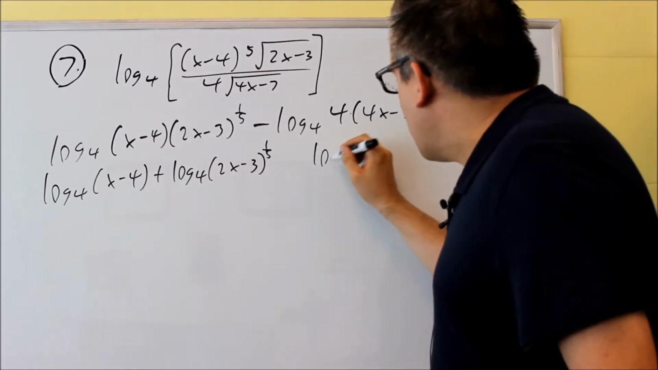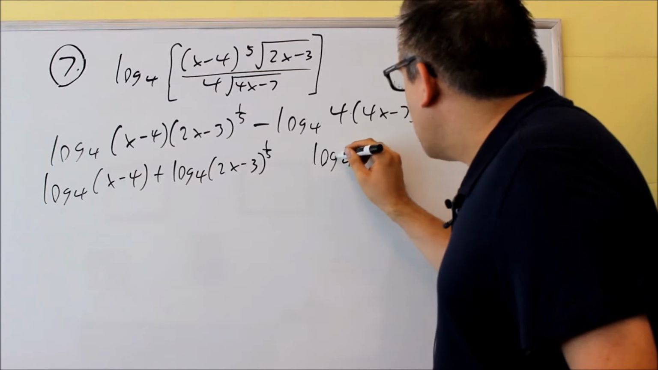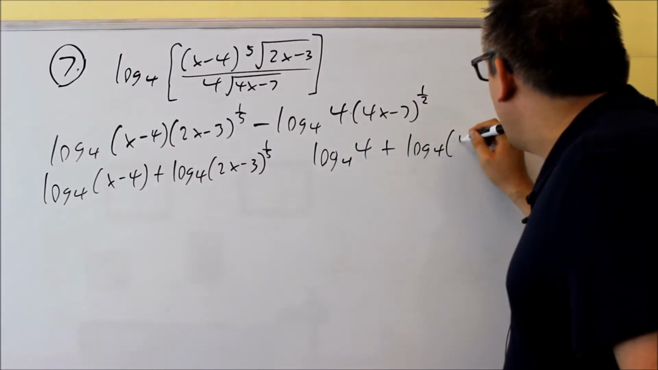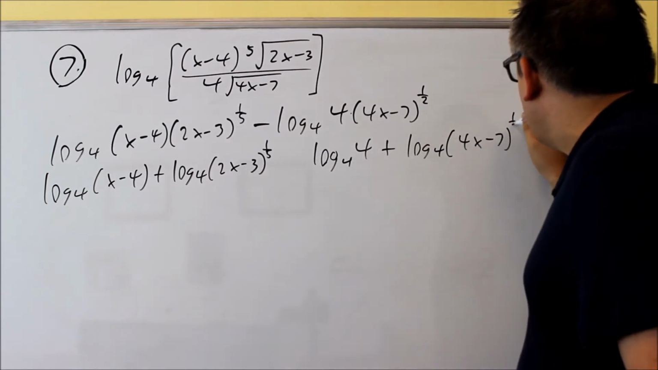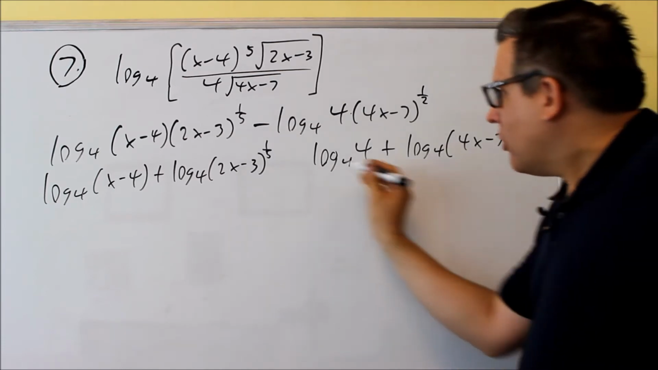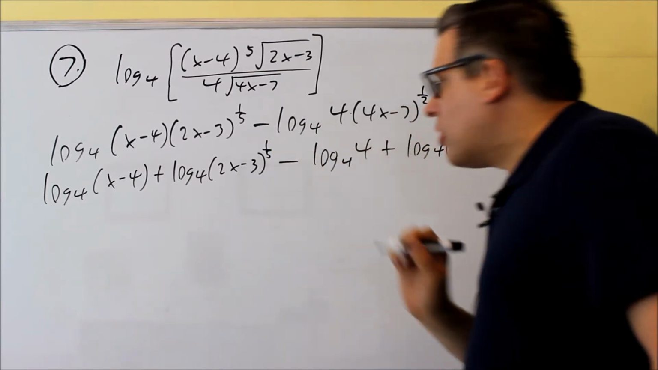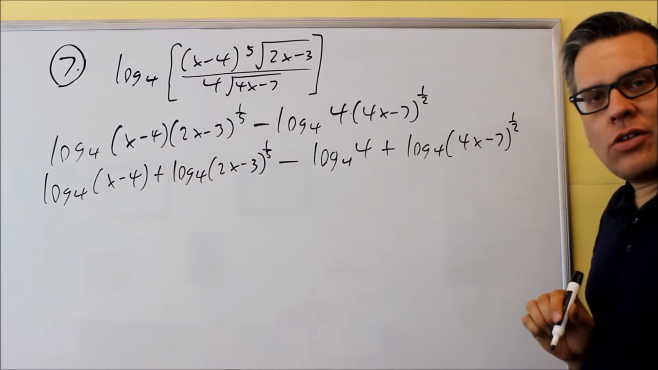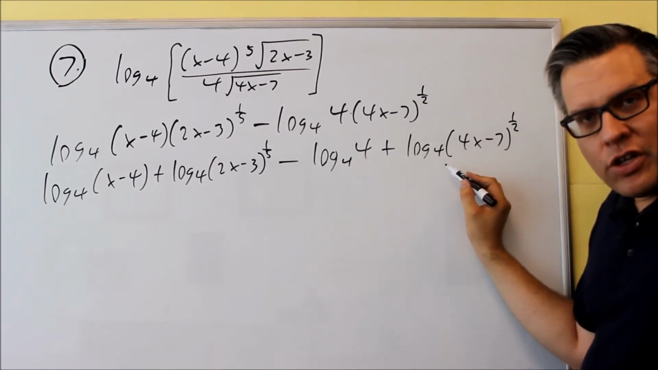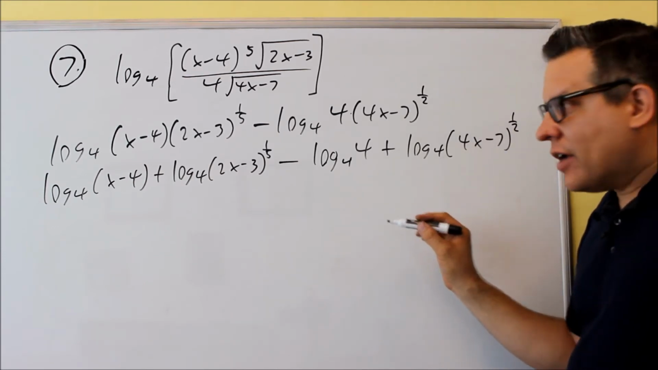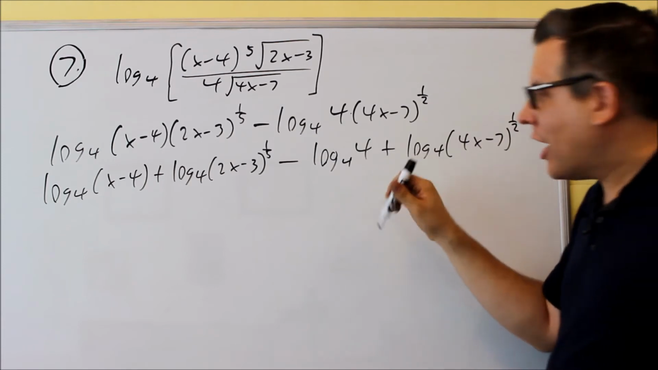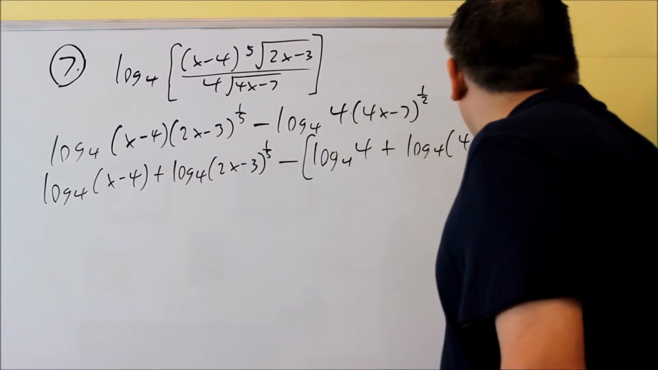So for this, you want to write that as log base 4 of 4, and I have plus log base 4 of 4x minus 7 to the 1/2 power. Now here's another mistake that I see that you want to be careful of. There's a minus sign there, and we put a minus sign here. This is incorrect. The reason why is because the negative has to apply to both of these. So you want to do one of two things. Either change this to a minus sign because the negative will take care of that, but what I like to do is show that in the next step.